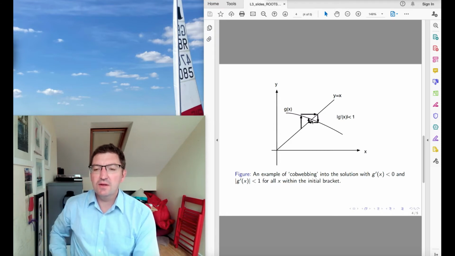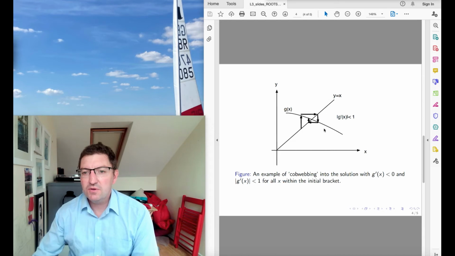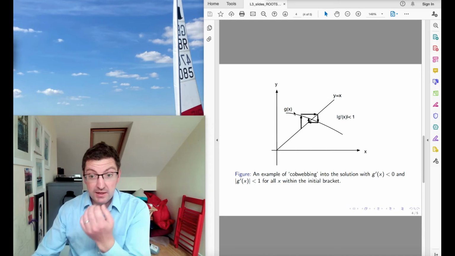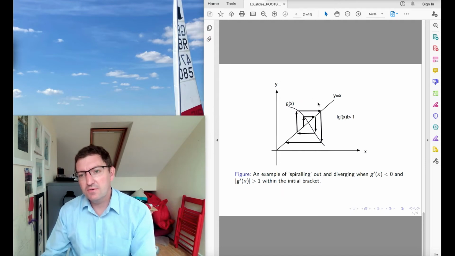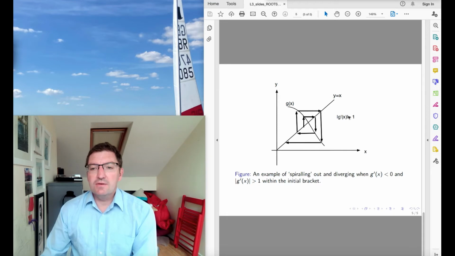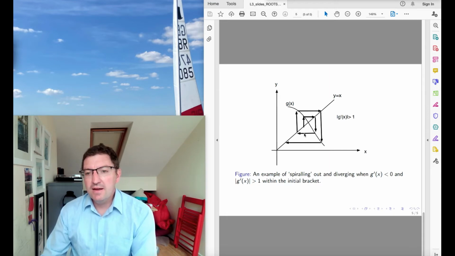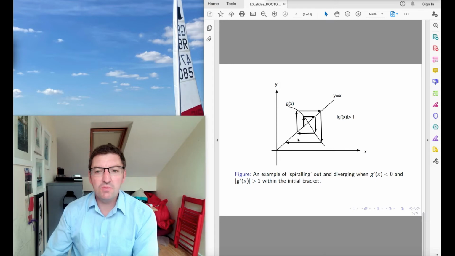Okay, so that's all well and good. If you were to just take that same graph of g and increase its gradient so it's greater than 1, so g prime of x is greater than 1, then it diverges, it doesn't work. So you see it spirals outwards, x equals g of x. Okay, so that's the one we want to prove.